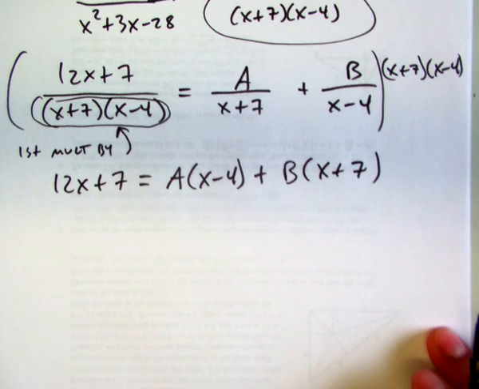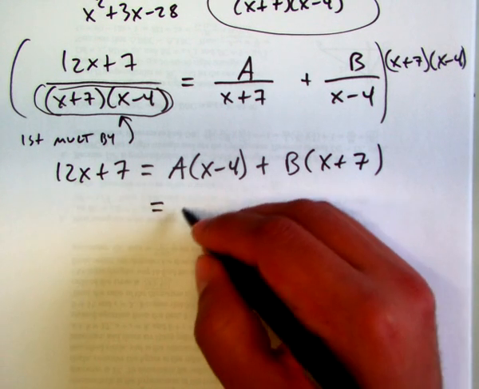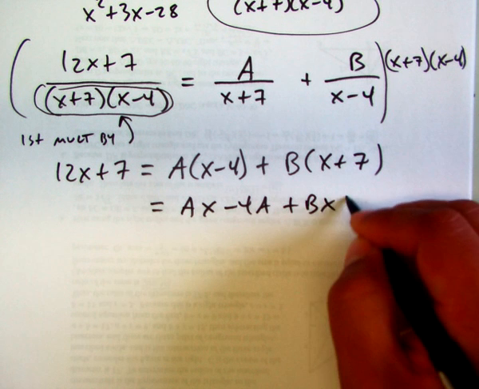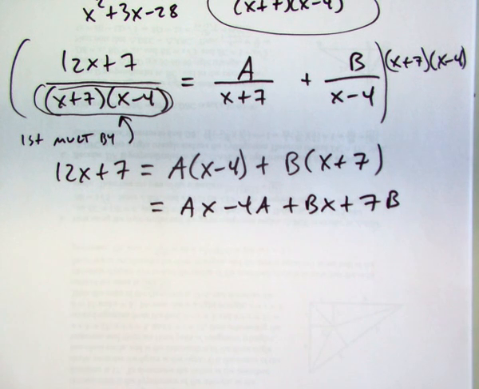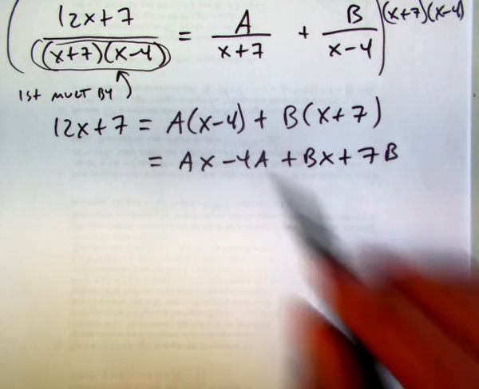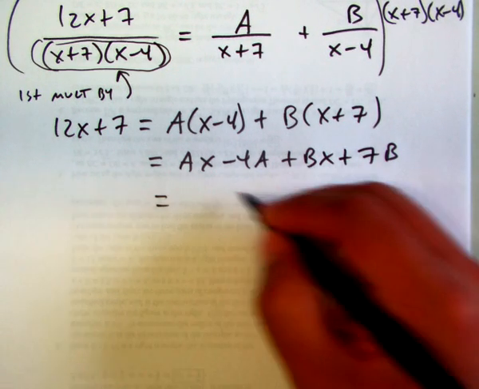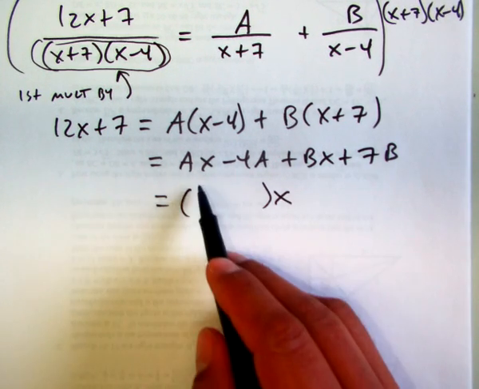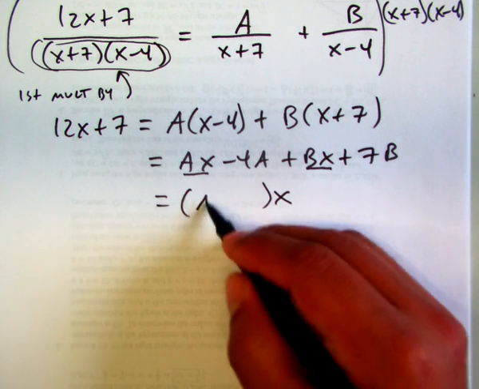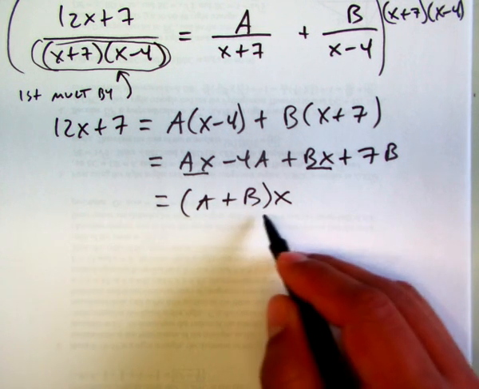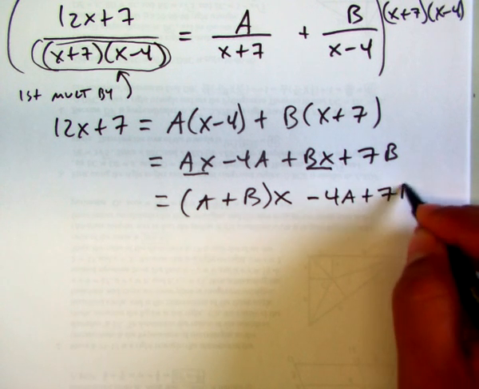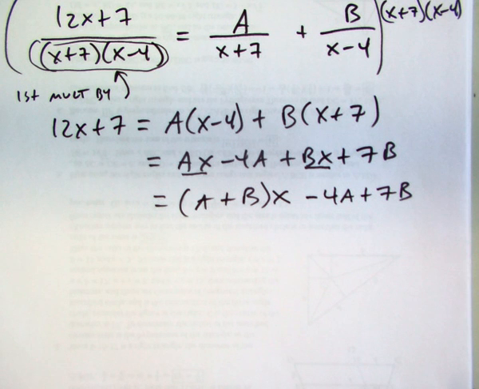Okay, so now you multiply everything out, so you get Ax - 4A + Bx + 7B. At this point, you could factor out an x from the two terms that have an x. If I pull an x out, that leaves me with A + B. So that's what I did here. And everything that's left, -4A + 7B, that's the not-x stuff.